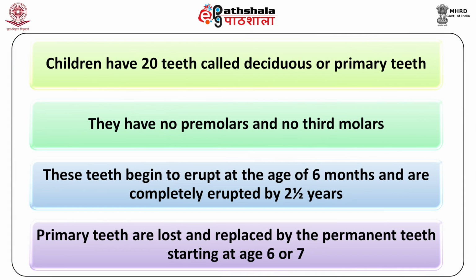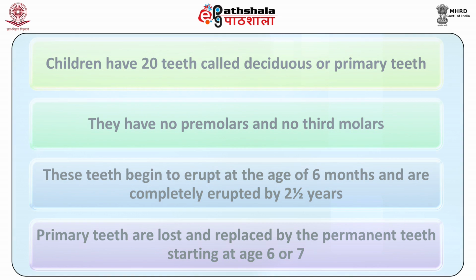Children have 20 teeth which are referred to as deciduous or primary teeth. They have no premolars and no third molars. These teeth begin to erupt at the age of 6 months and are completely erupted by 2.5 years. The primary teeth are lost and replaced by the permanent teeth starting at the age of 6 or 7. In the universal system, primary teeth are designated by letters A through T.